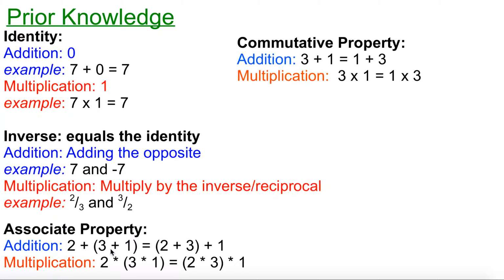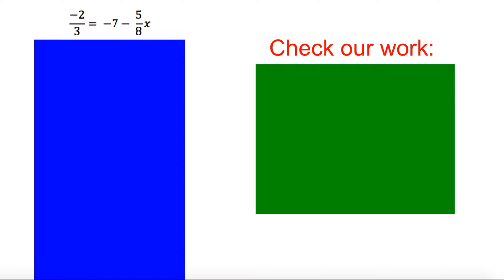So after we make sure everyone's on the same page, we would then get started with solving equations, which we had been doing for a little while, so our students know that we're working to get x all by itself. We're going to use some of our inverses so that we can get back to the identity and create so that we just have x. So we'll start with this problem here. We have negative 2/3 is equal to negative 7 minus 5/8 times x.